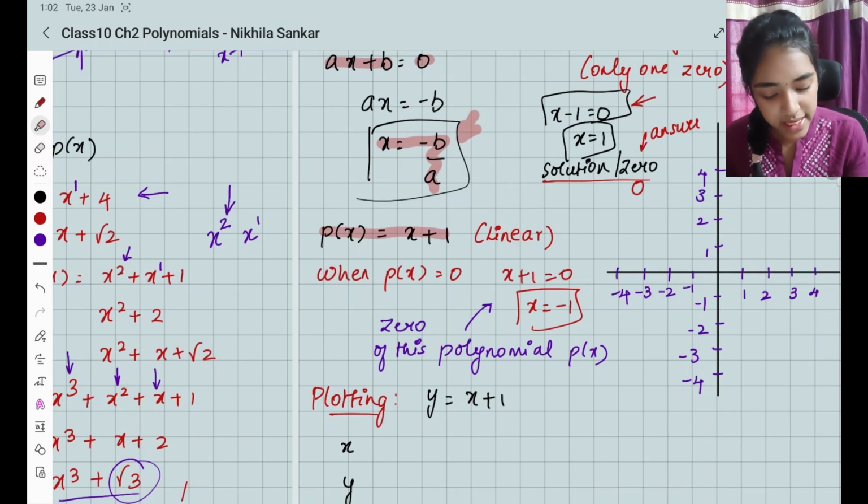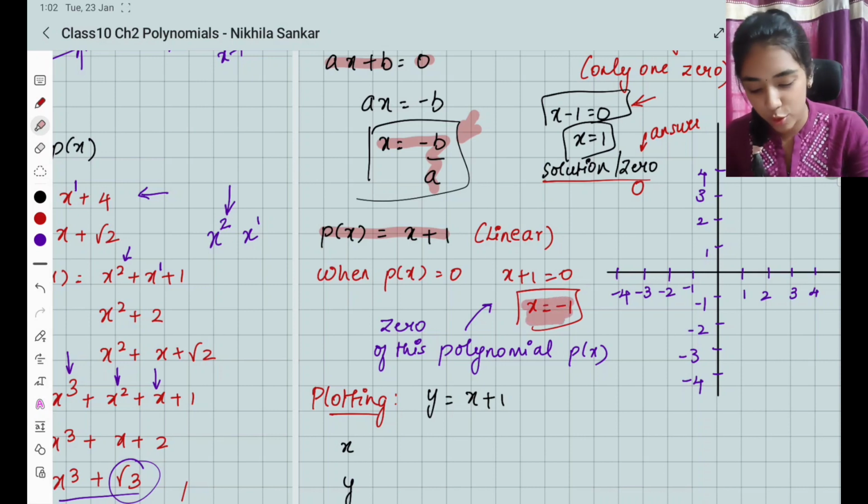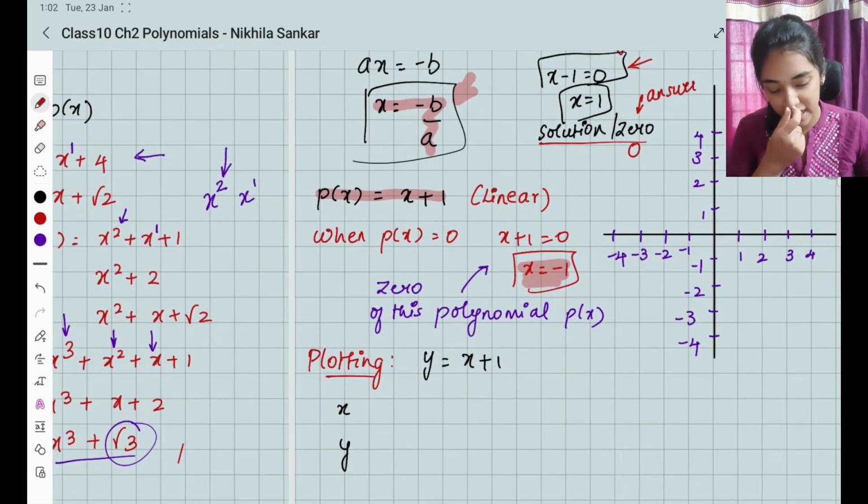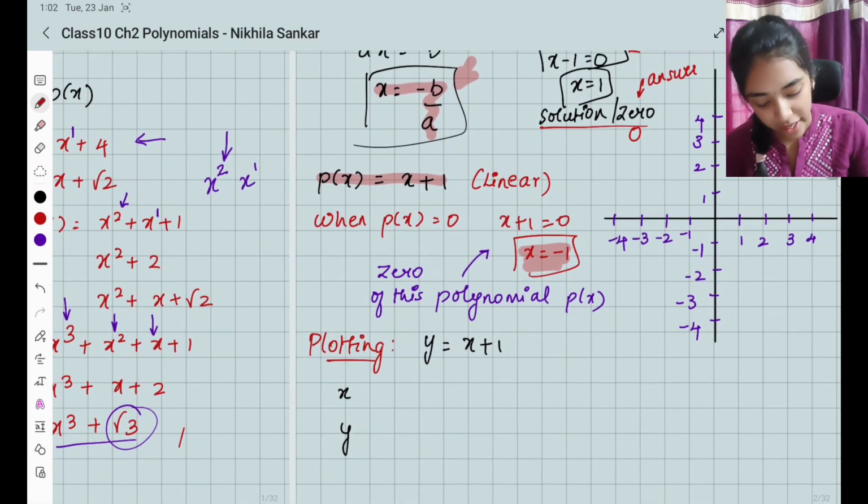P of x equals x plus 1. So this is a linear polynomial. இப்பதான் பார்த்தோம். So when P of x is equal to 0, you have x equals minus 1. If x is equal to minus 1, where is it intersecting the graph? Okay, let's find some solutions. If x is equal to 0 in the equation, you have to plot.